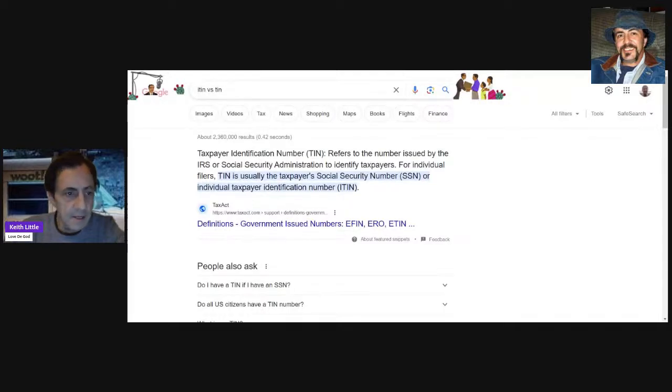Okay, it says here, and this is just a regular Google query. Taxpayer identification number refers to the number issued by the IRS or Social Security Administration to identify taxpayers. For individual filers, TIN is usually the taxpayer's Social Security number or individual taxpayer identification number. Okay.